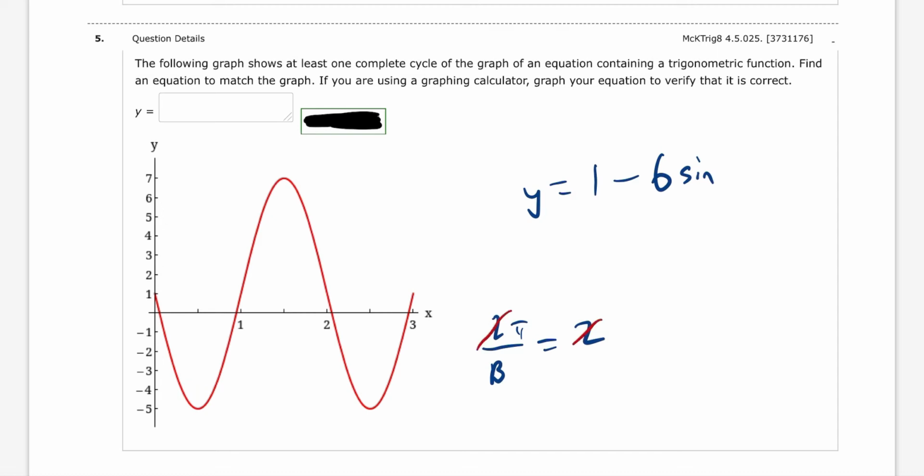Then you can cancel out the 2's, and you're going to be left with the 1. And then you can take the reciprocal of both sides. So b over pi is equal to the reciprocal of 1, which is 1, multiplied by pi. You get pi. So you're going to get pi x as your b coefficient, and that should do it.